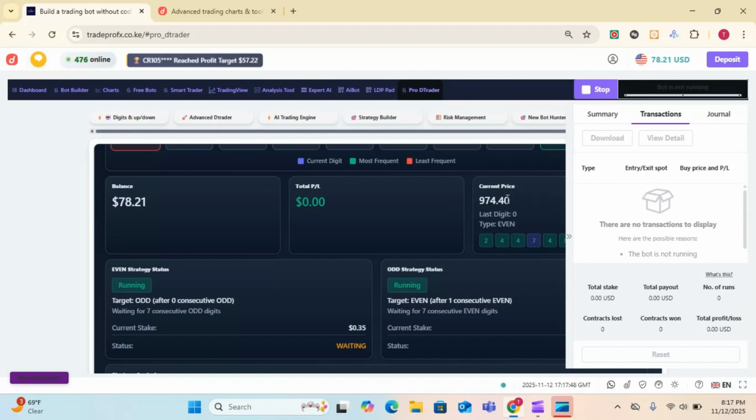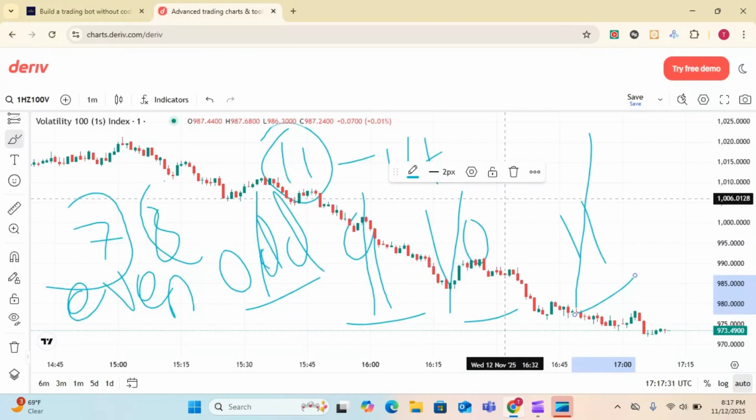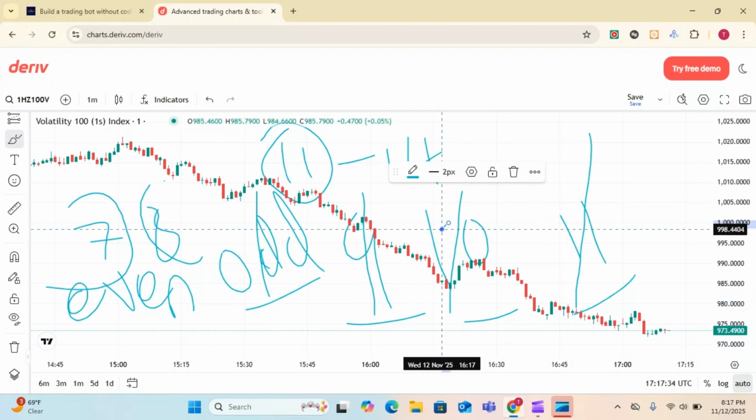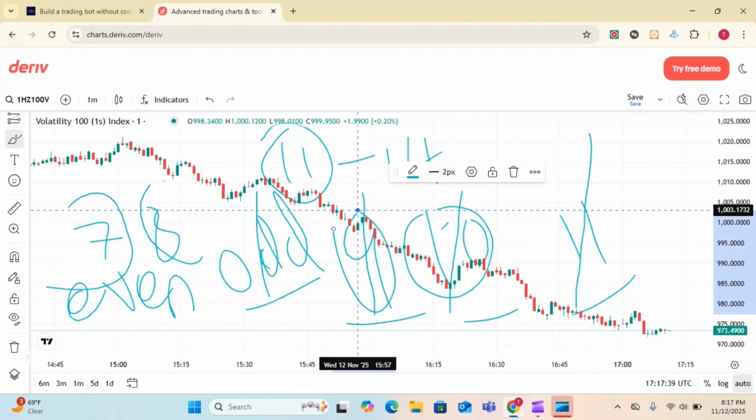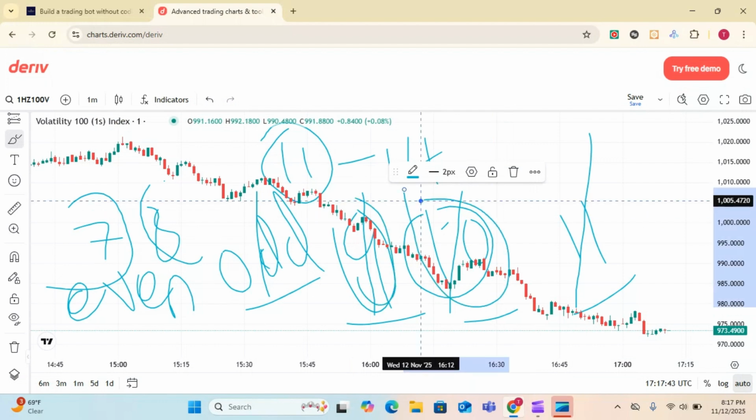So if Deriv intercepts in the middle, you can find that maybe they wanted to reach 11, or 10, or 9, or 8. Maybe they produce 9, then the 10th one is odd. Obviously, you will win and recover that.